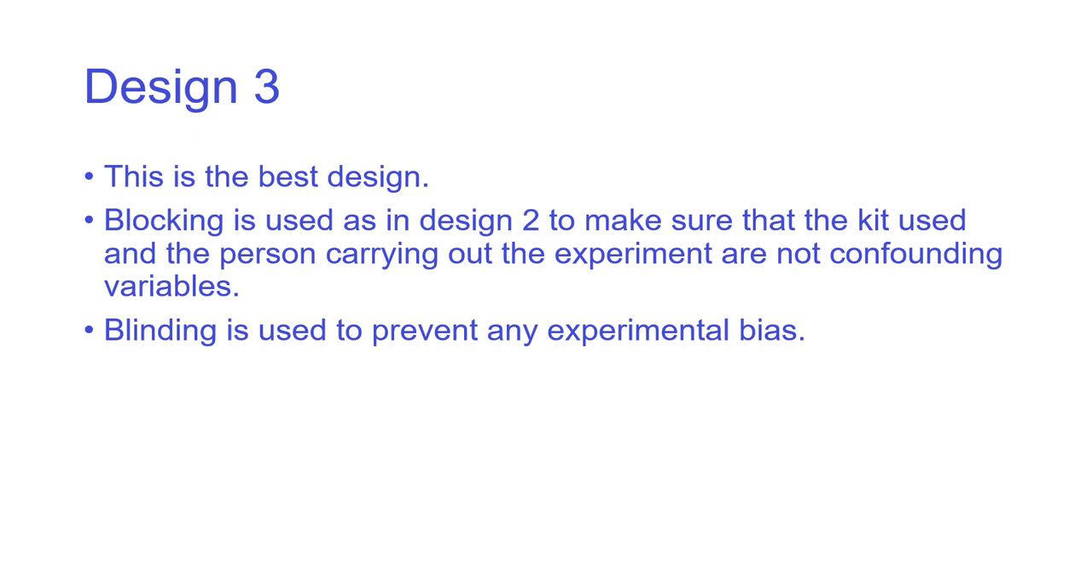So blocking has removed any confounding effect of which kit is used and which researcher does the experiment. And blinding has been used to remove any experimental bias. This is the best possible experiment and the one that is likely to give the smallest amount of bias and be the most reproducible.